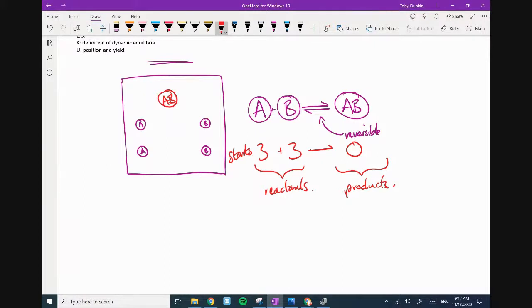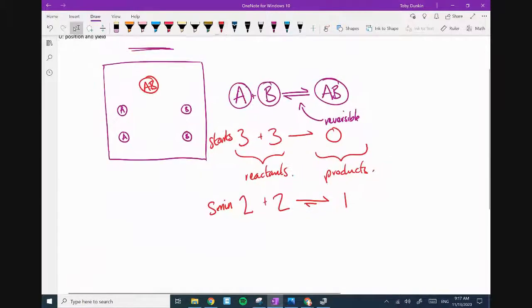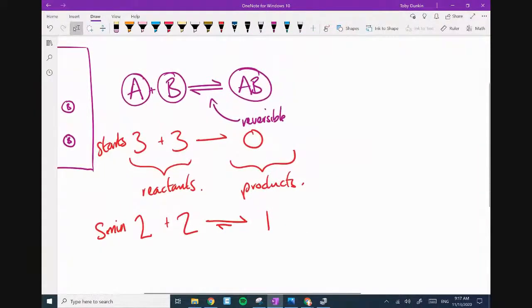So what we could say is this happened after 5 minutes. After 5 minutes, my A and B has dropped down to 2, and my product has now gone up to 1. Now, if you'll notice, I'm doing something clever in my diagram.